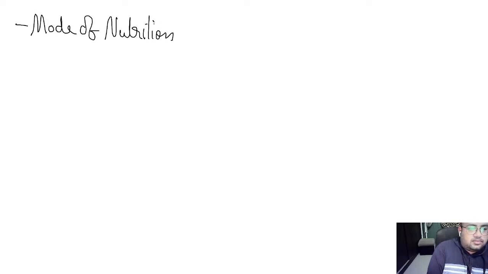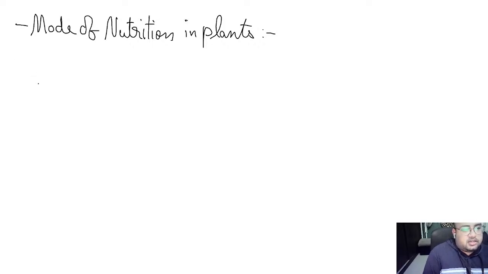The first thing we discussed was nutrition, what nutrition is and everything that was previously studied. We just recalled what was taught to us in the previous standard. Now the first part of the chapter is mode of nutrition in plants. As we are discussing plants, we'll be dealing with the plant body. How do plants nourish themselves? Nourishment is another word for nutrition.